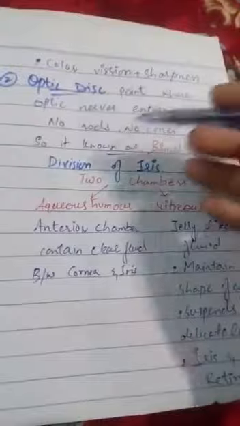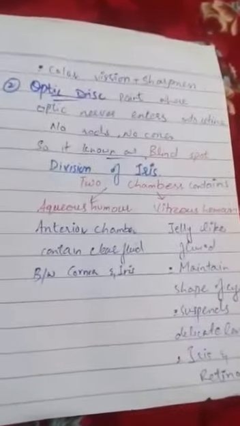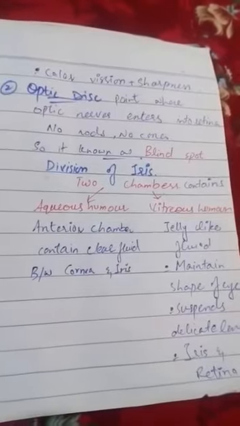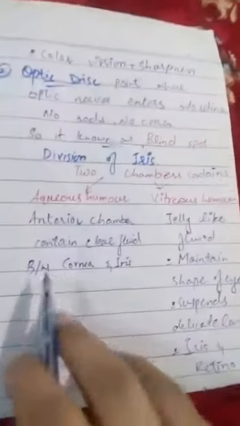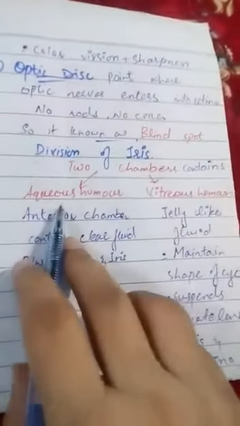And then we discuss the division of the iris. The iris divides the eye cavity into two chambers, known as the anterior chamber and the posterior chamber. The fluid present in the anterior chamber is known as the aqueous humor. The first chamber is the anterior chamber and the second one is the posterior chamber.